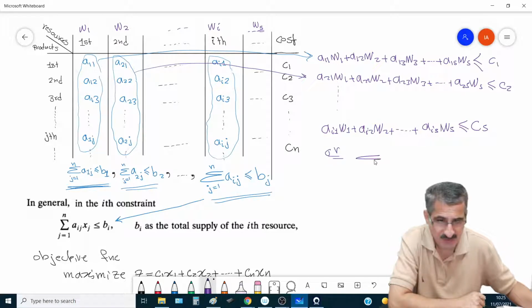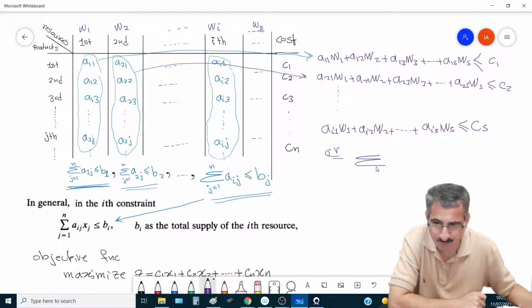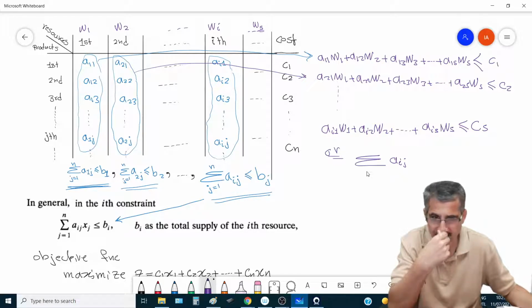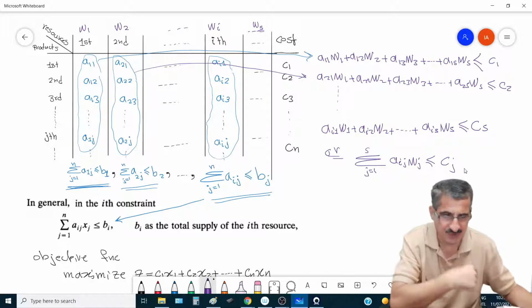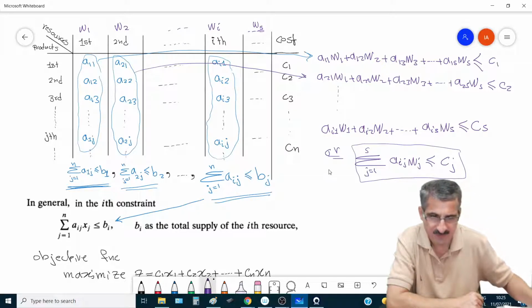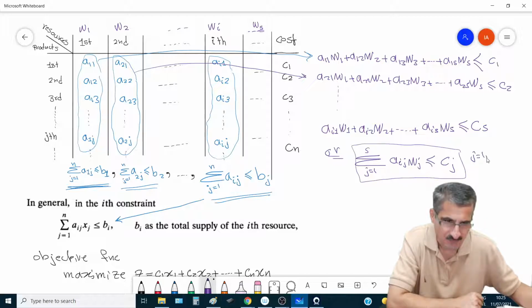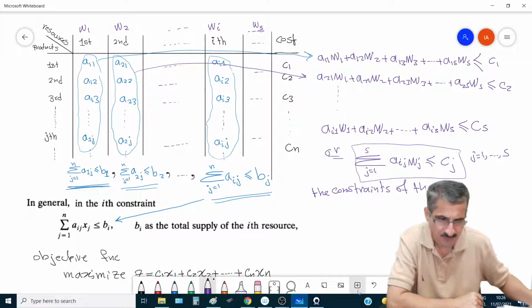Or we write it this way, it is Aij, J from 1 to S, Wj less than or equal Cj. So in general, this is the constraints, and J between 1 all the way to S, the number of the resources. These are the constraints of the dual problem.